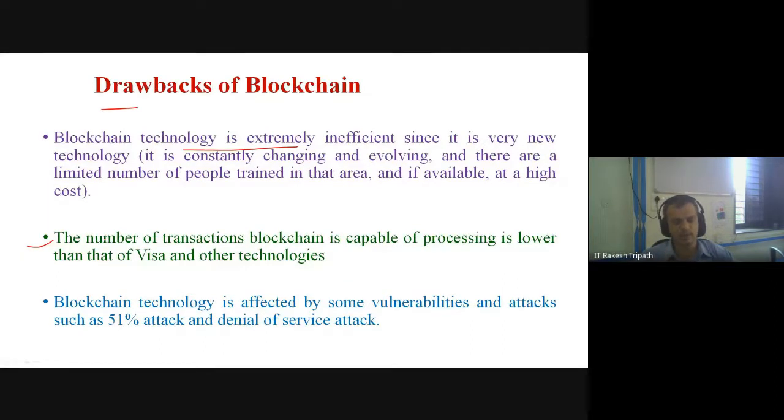You cannot directly migrate to it. Say you are having tea and you want that transaction to happen through Bitcoin. It is not possible because throughput is very low. The number of transactions it can support is very low. And there are vulnerabilities. It is vulnerable to denial of service attacks and 51% attacks.